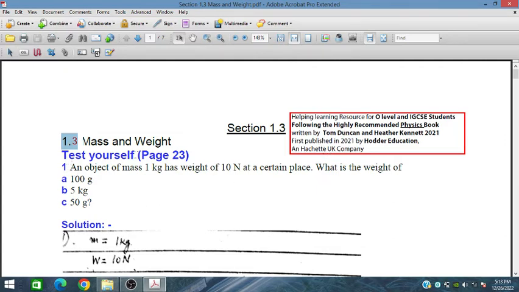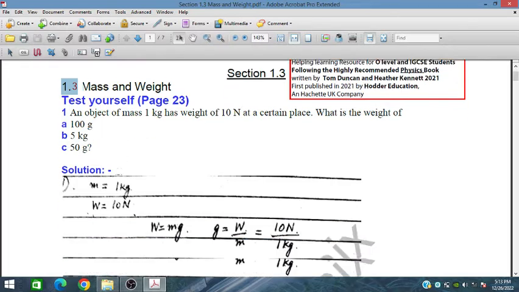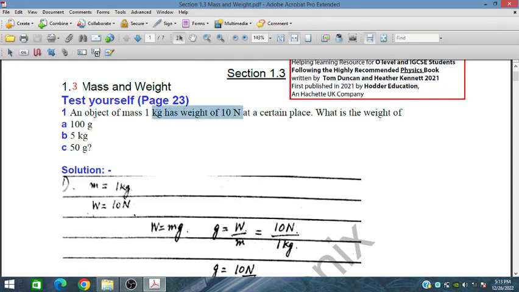Here we have Test Yourself on page 23, some examples. An object of mass 1 kg has a weight of 10 Newton at a certain place. What is the weight of 100 grams, 5 kilograms and 50 grams? So we know that the mass is 1 kg and the weight is 10 Newton. This is the given information.